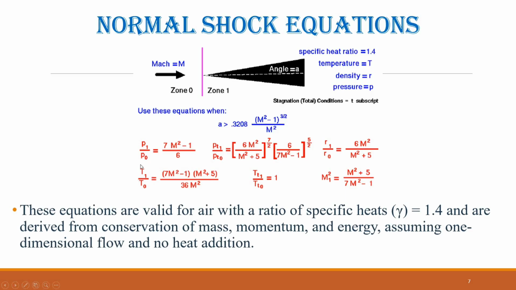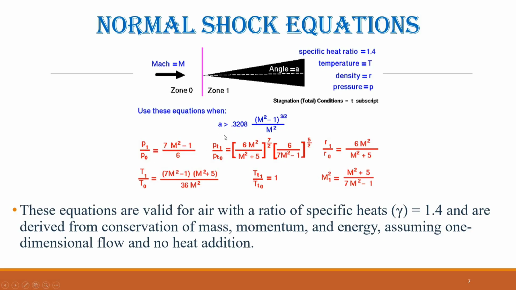The temperature ratio T1 over T0 is equal to 7 times M squared minus 1 multiplied by M squared plus 5, and then divided by 36 times M squared. The pressure ratio P1 over P0 is equal to 7 times M squared minus 1 divided by 6. The density ratio ρ1 over ρ0 is equal to 6 times M squared divided by M squared plus 5. The downstream Mach number squared, M1 squared, is equal to M squared plus 5, divided by 7 times M squared minus 1.